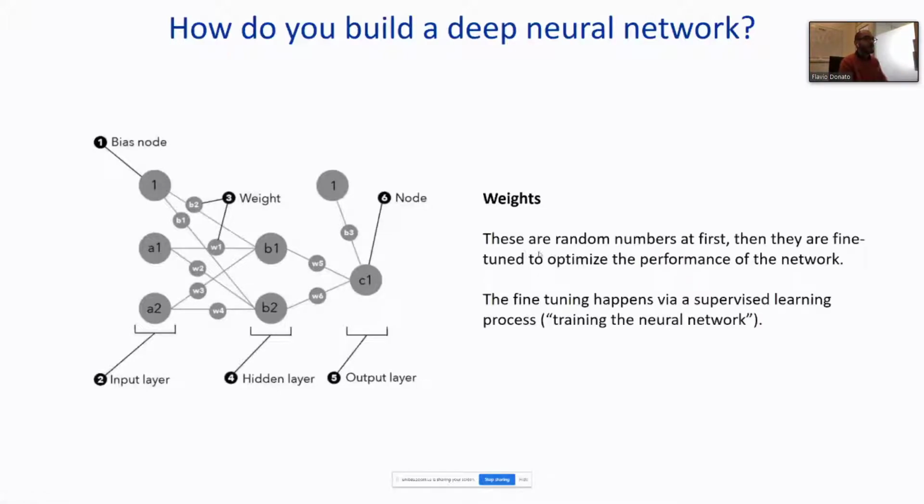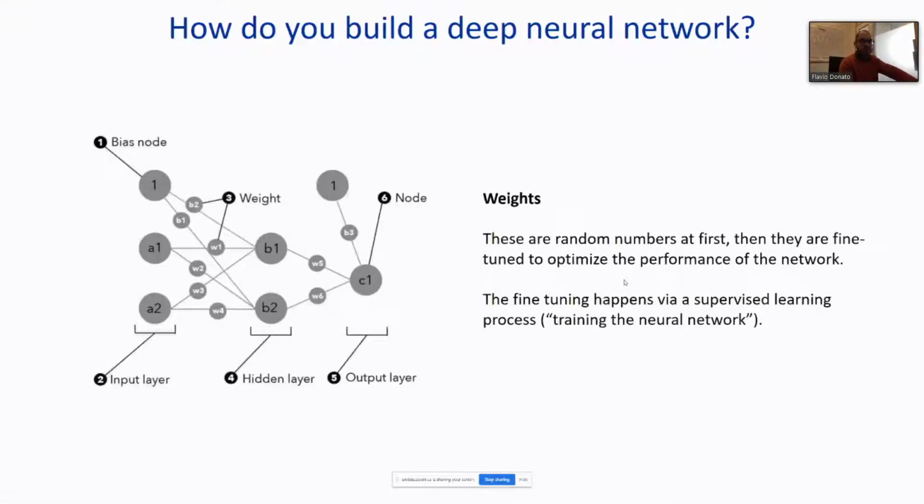The thing that changes through the training is the weights, and the weights are first random numbers, and then these weights are fine-tuned to optimize the performance of the network. The fine-tuning happens through the supervised learning process that I was telling you about before, and that we're going to go into details on now. It's what it means to train a neural network to perform a certain function.